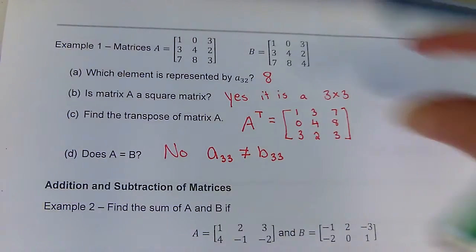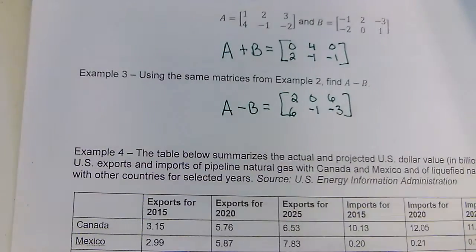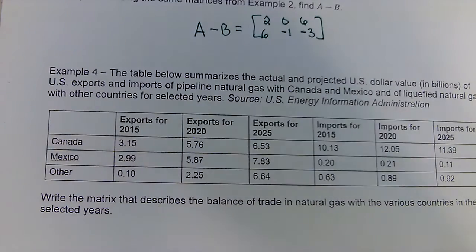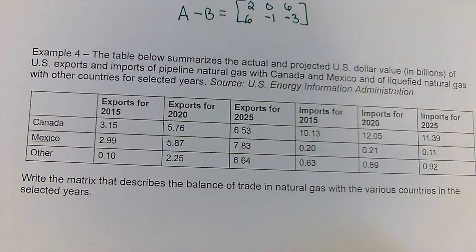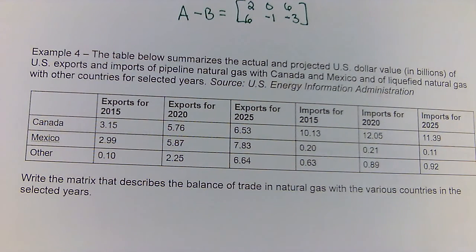The next example is actually looking at a table. The table below summarizes the actual and projected U.S. dollar value in billions of U.S. exports and imports of pipeline natural gas with Canada and Mexico, and of liquefied natural gas with other countries for selected years.